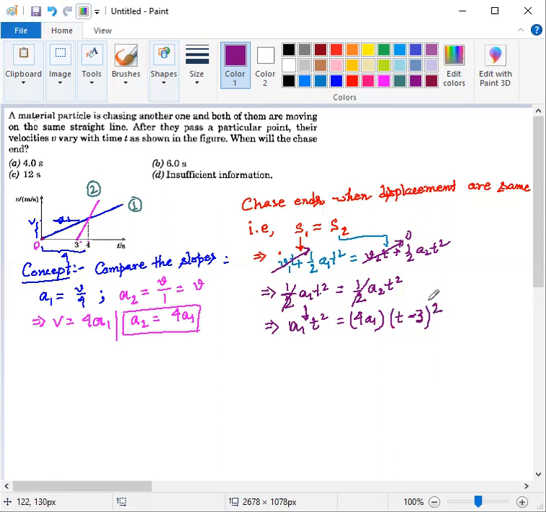Equal to this one. And if we solve these equations, then we can cancel out this a and a, or we can write t square, which is equal to (t minus 3) whole square. Or if we expand this, then it should be equal to t square minus 6t plus 9. Again, we can cancel this t from both sides, or we may or may not cancel.